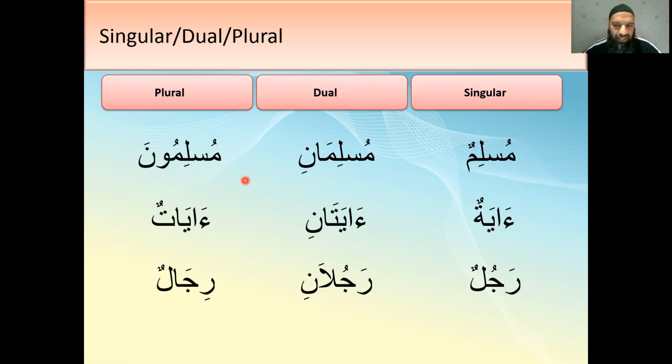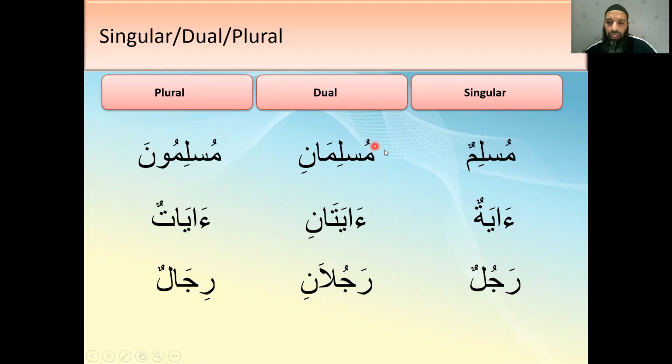Okay, please can you go through that again? So in Arabic we have a word for singular. Muslimun is singular. Then we have this extra thing called dual, a word for two people or two things. And then we have a word for plural. But in Arabic, the plural is three or more. In English, the plural is two or more. So Muslimun means a Muslim. Muslimani means two Muslims. And Muslimuna means three or more Muslims.